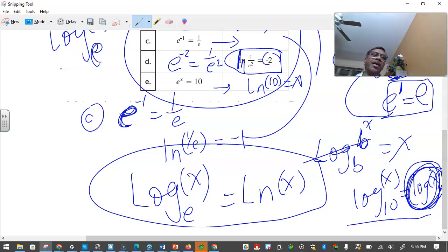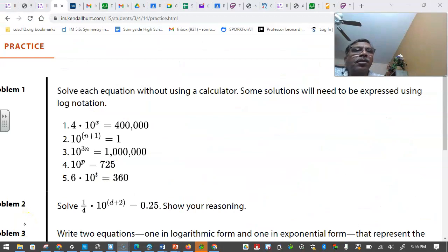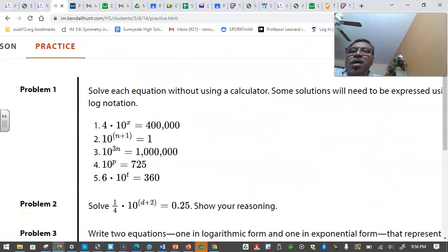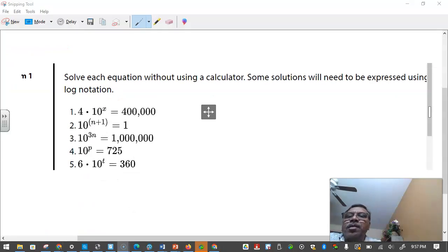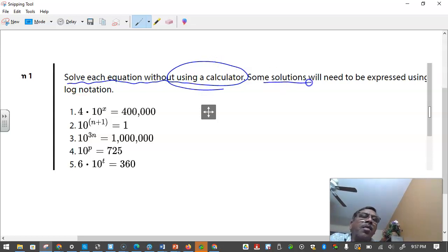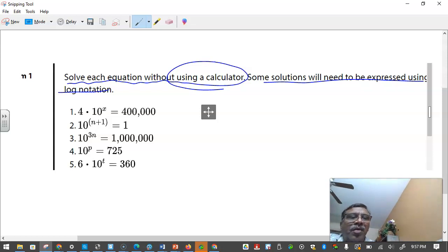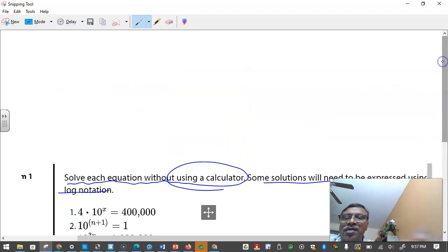So now I'm going to go directly to the practice problem. Question number 1, solve each equation, with no calculators. Some of the solutions will need to be expressed using logs, so sometimes you can't get the exact answer. So let me go up here and start with the first one.